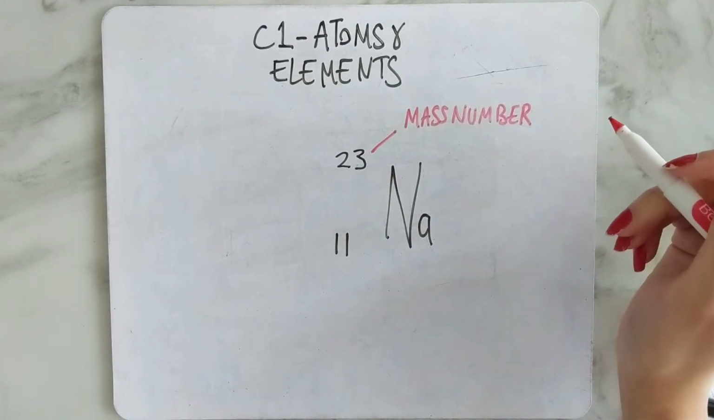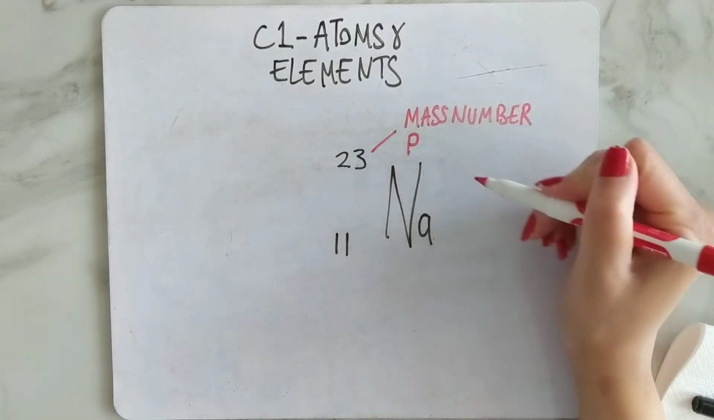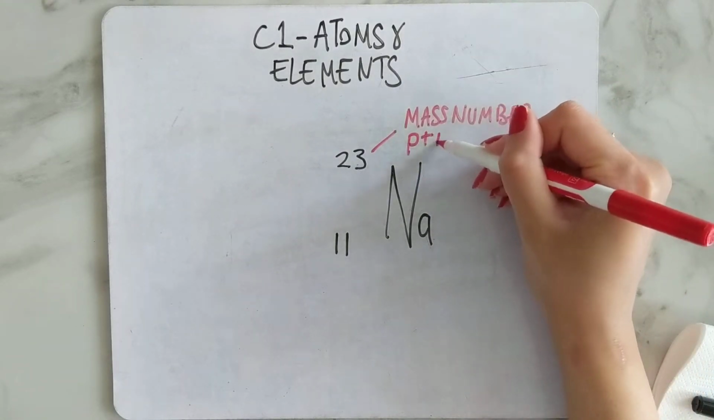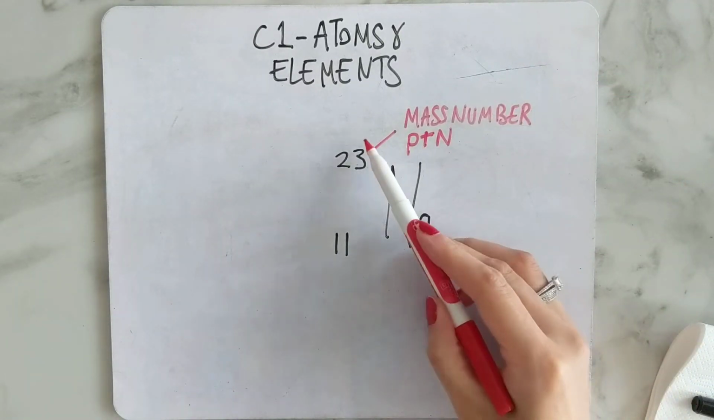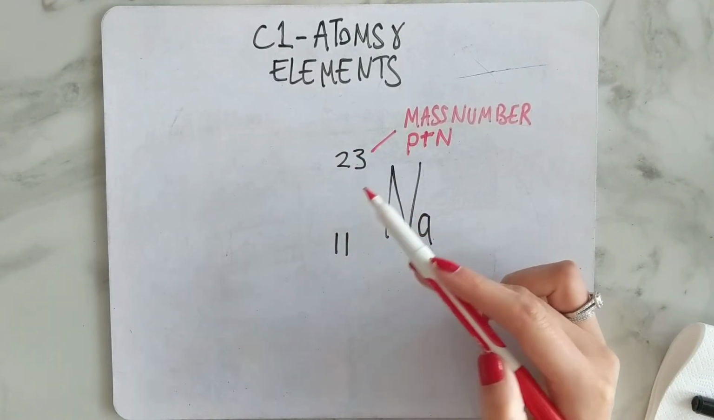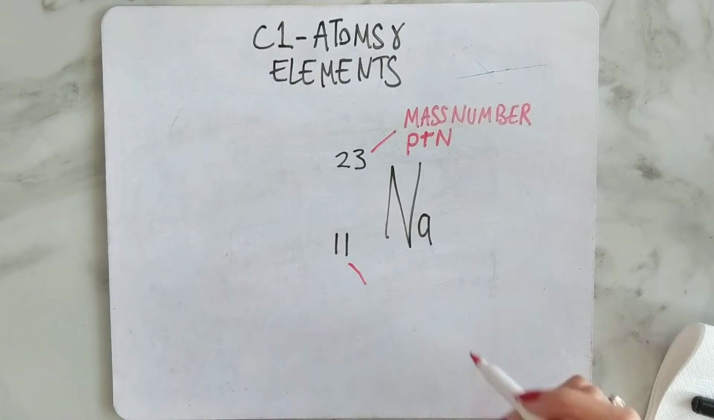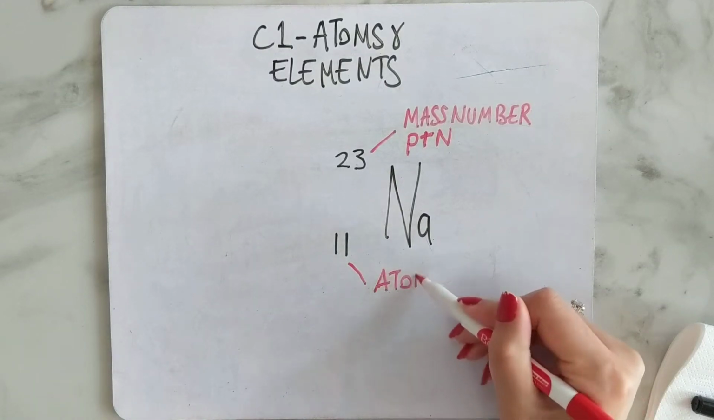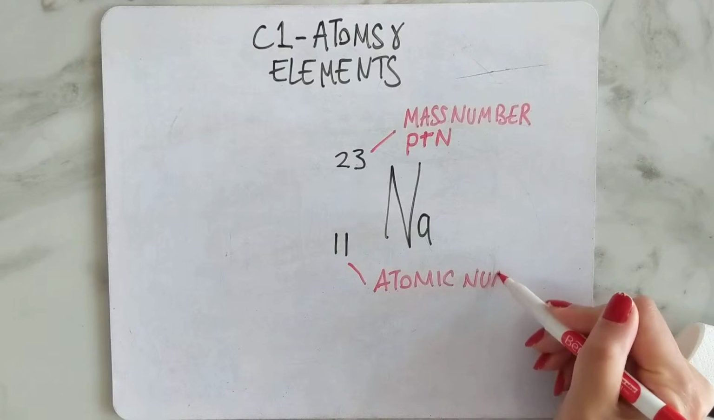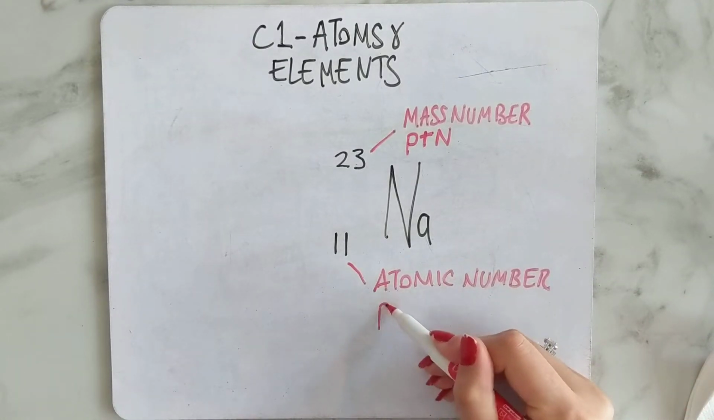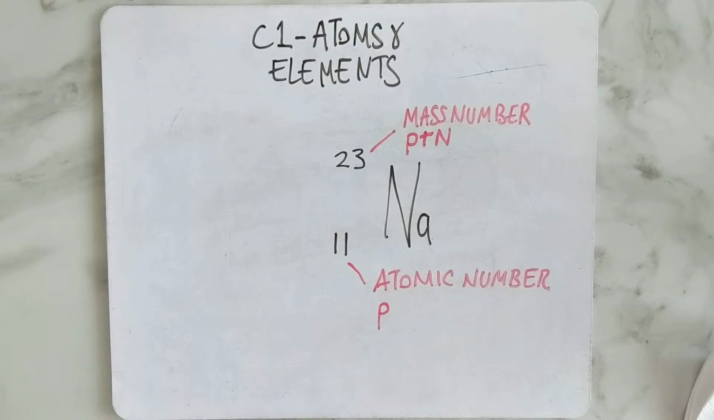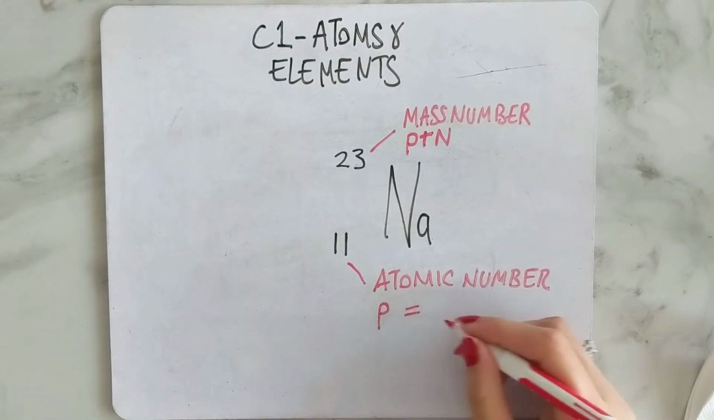And the mass number tells us how many protons there are plus neutrons. So they're added together. Protons and neutrons are added together to create this value here, 23. The bottom number is the atomic number, which is the number of protons.